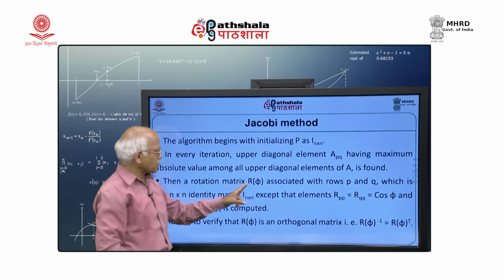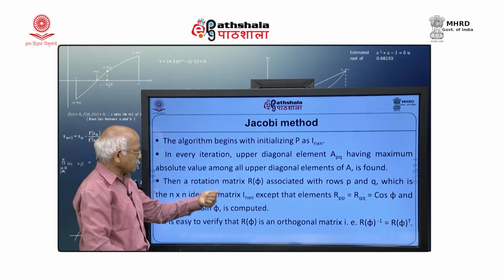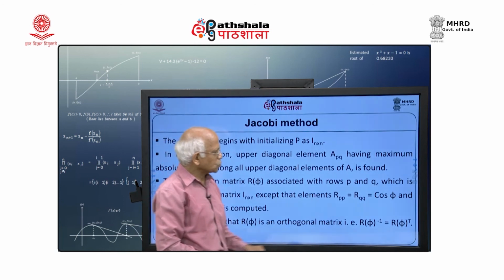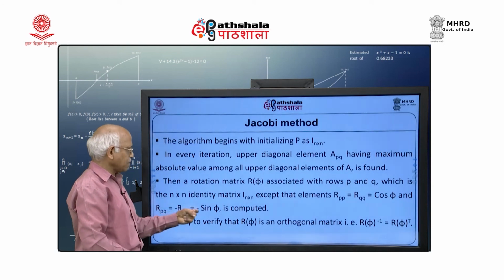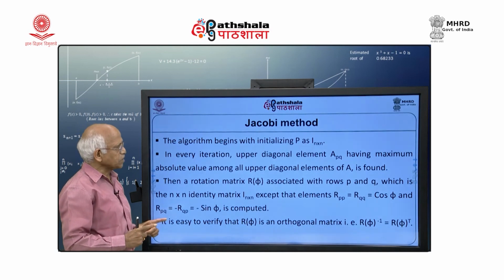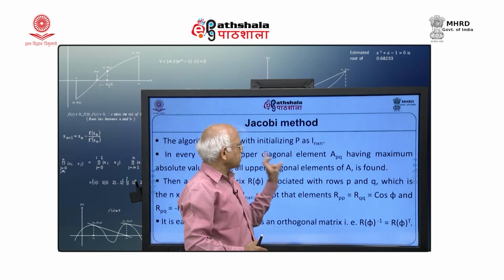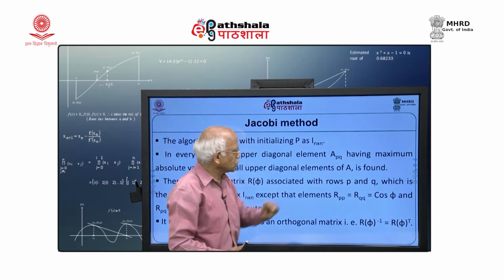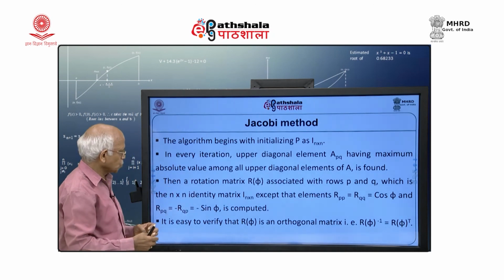Then a rotation matrix R(phi), associated with the rows p and q, is the n cross n identity matrix except that the elements R_pp and R_qq equal cos phi, and R_pq and minus R_qp are minus sin phi. So, that means 4 entries change in the identity matrix, and which 4 entries depends on the indices of the non-diagonal element, the one with maximum absolute value. So, we are taking pp, pq, qp and qq.